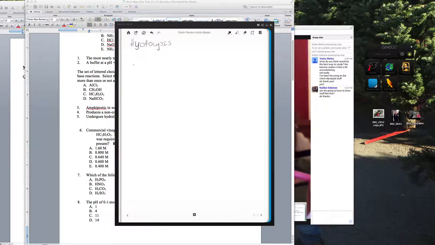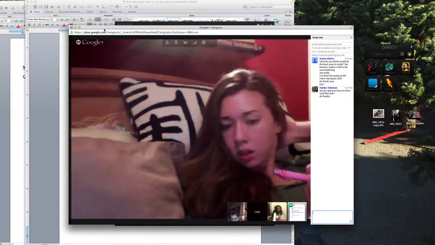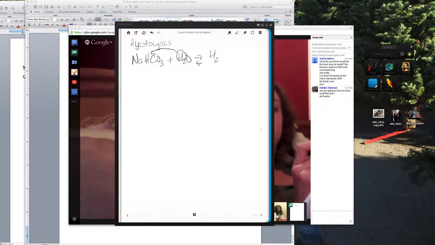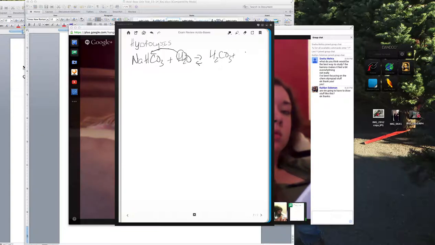Okay. So we're going to use sodium bicarbonate for both of these. So it can combine with water, and this H can be donated over here, and you get. Oh, you can't. Oh, I'm still on the other. So sorry. Okay. So this H comes over here. So then you get H2CO3 plus, and you get the OH minus because it gave it up.